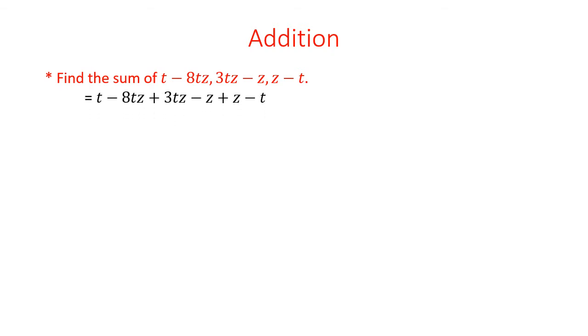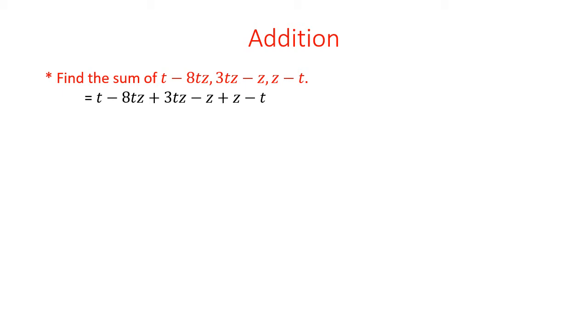Now we are going to add two or more expressions, that is, addition of expressions. Listen, see the first question: find the sum of t minus 8tz, 3tz minus z, and z minus t. Totally three expressions are there, so first we are going to add these three expressions. t minus 8tz, plus 3tz minus z, plus z minus t.